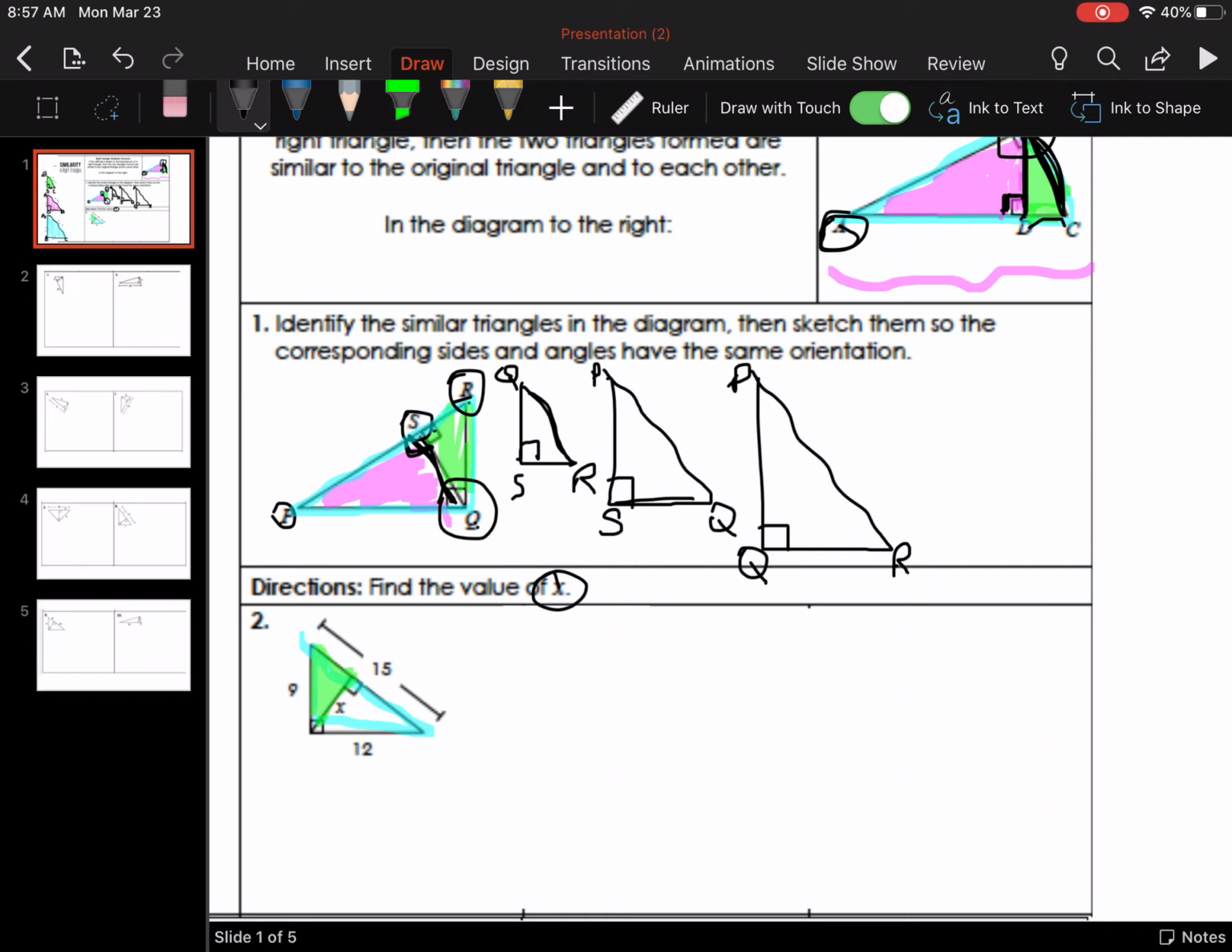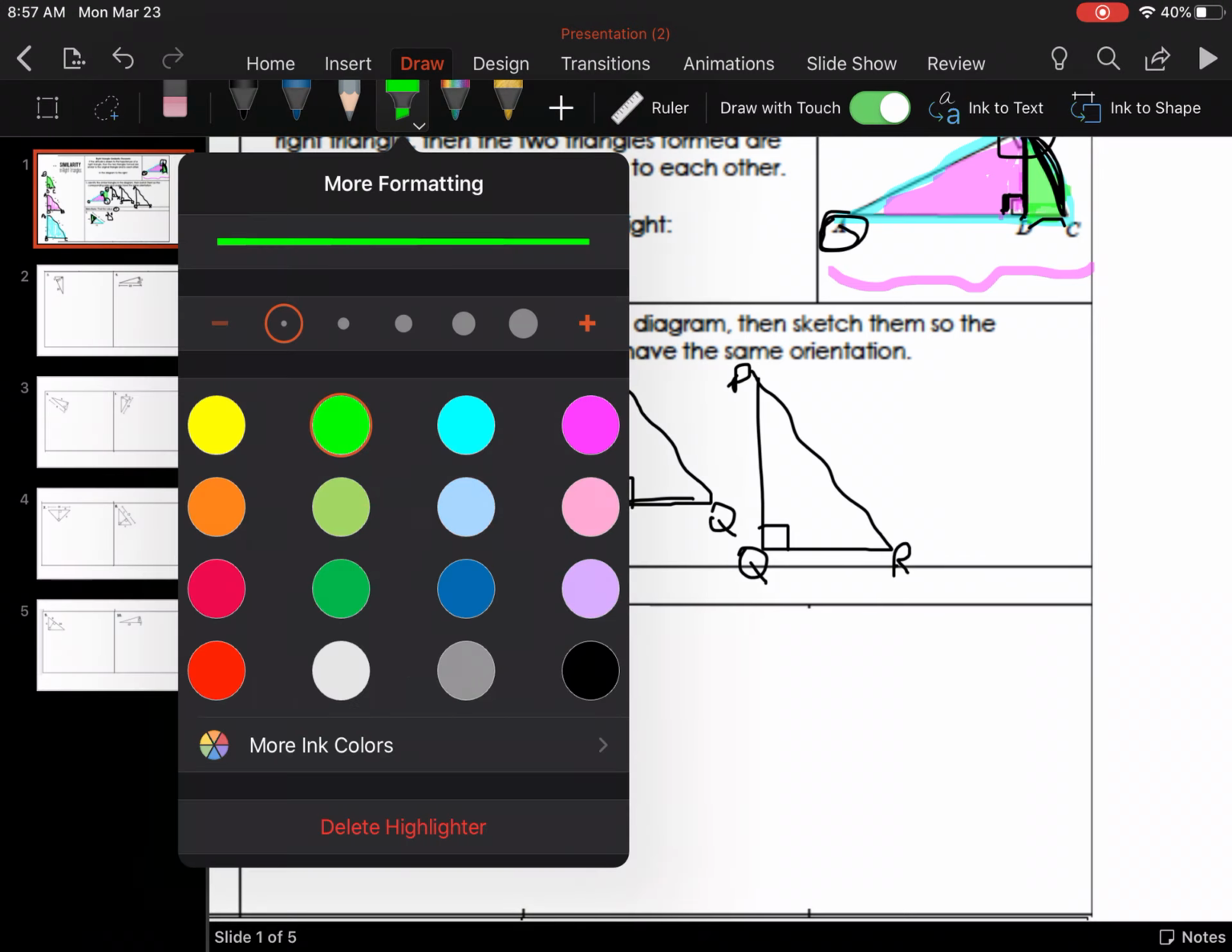So I'll start with the green. Now it's going to be difficult because they all are a little bit rotated. So if you pay attention, the right angle is here. Okay, that height there is going to be over here, which is x. I'm going to outline it here. The hypotenuse is 9. Okay, now I'm going to color in the pink triangle.